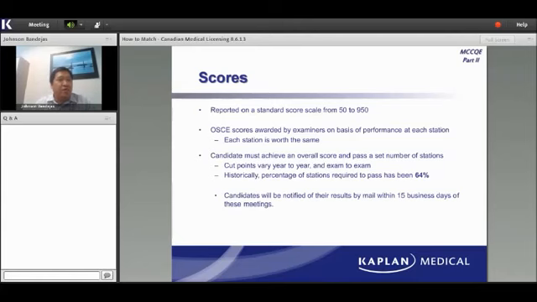Now, MCCQE2 is also given twice a year. One session will be in spring and another session will be in fall. The next available session for QE2 will be on October 26 and 27, and the next tentative schedule will be on May 3 and May 4, 2014. So those 3 examinations are the 3 exams that you have to take as an international medical graduate to practice here in Canada.